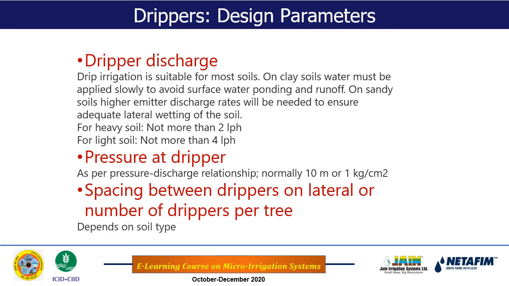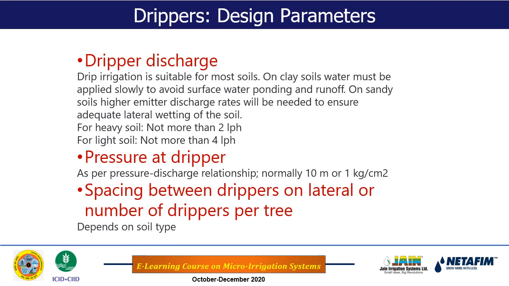but in case of clay soil, it should be less than 2 liters per hour, to avoid ponding. I told you the disadvantages of ponding and runoff. Runoff means the water will go into the drier area which should not be irrigated. Ponding means it will disturb the microclimate of the region.